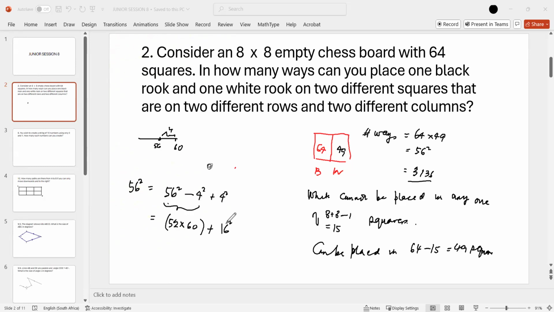4 squared is 16. Now this is easy to work out because now you've got 60 times 52, and that's just 6 times 52, which is 312. 6 times 52, and there's a 0 there, so 3120, plus 16 is 3136. That's what you got there.